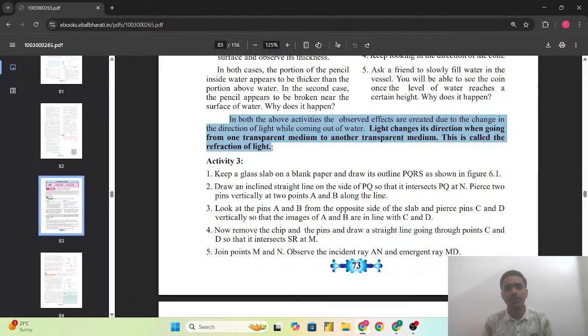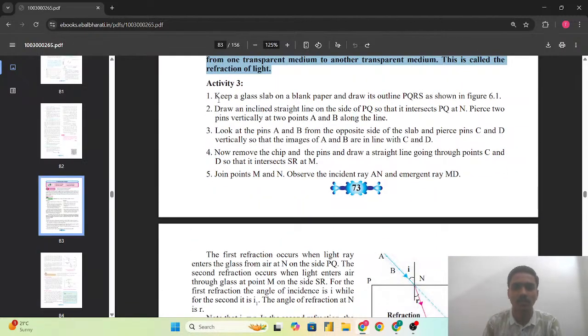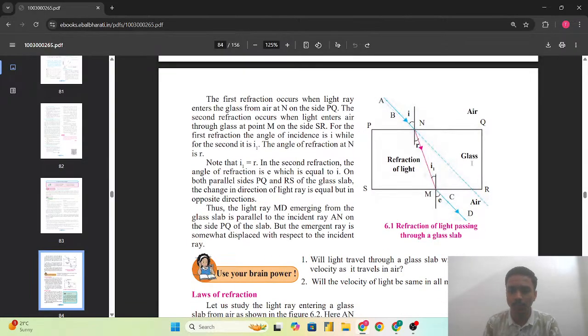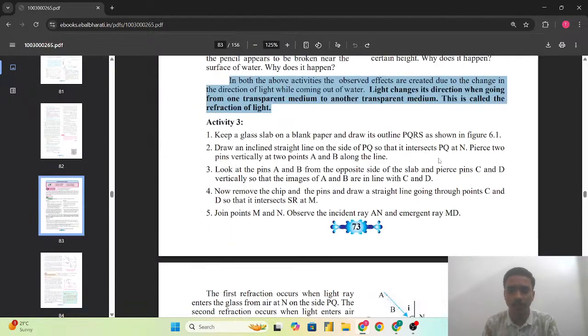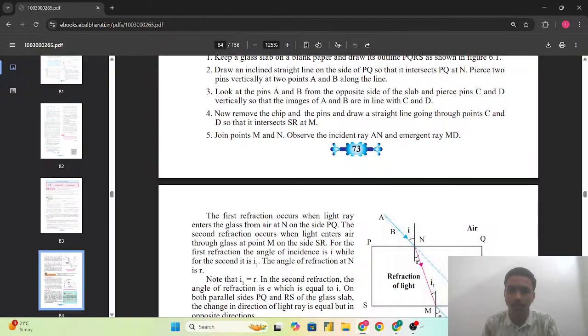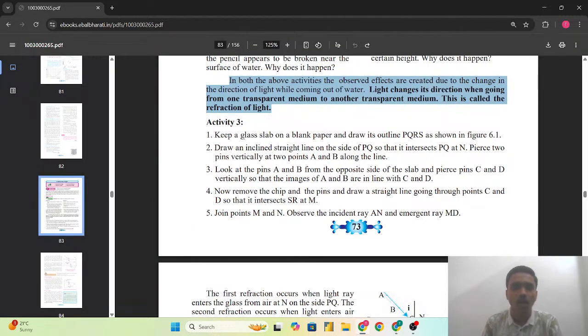सो हमने अब तक देख लिया कि इन बोथ द एक्टिविटीज द ऑब्जर्व्ड इफेक्ट्स, ये हमने जो रिफ्रैक्शन ऑफ द लाइट का जो प्रिंसिपल था वो हमने स्टडी कर लिया। आगे जो एक्टिविटी 3 है, तो एक्टिविटी 3 में उन्होंने क्या कहा गया है वो हम देखते हैं। Keep a glass slab on the blank paper and draw its outline PQRS as shown in figure 6.1. 6.1 फिगर में जो यहाँ पर हम देख सकते हैं कि एक ब्लैंक पेपर लेना है और आउटलाइन ड्रॉ करनी है PQRS as shown here. Draw an inclined straight line on the side PQ so that it intersects PQ at the end.